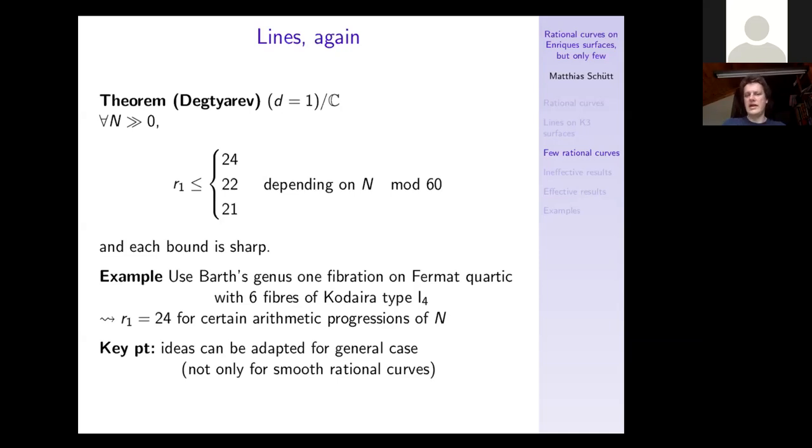So 21 lines. 21, I'm saying, I meant, of course, 24. So these are the 24 fiber components, and they appear as lines. And the key idea now is to try to adapt ideas of Dektev for the general case, where we allow rational curves of any degree and not only smooth rational curves.